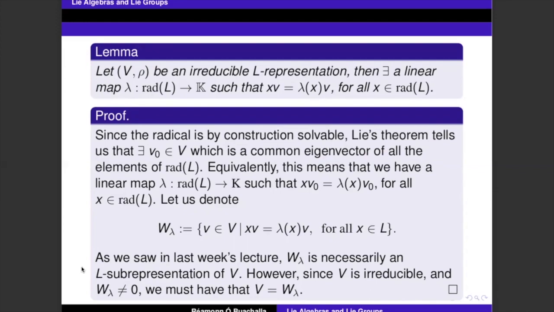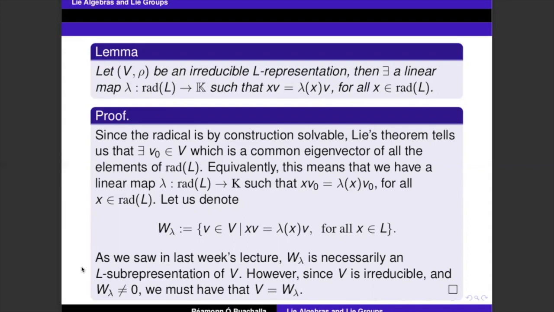Okay. So the radical is the maximal solvable ideal, hence we can definitely apply Lie's theorem, and we find one of these common eigenvectors inside there. Okay, now this means, equivalently, this is an observation, I guess an easy observation we've been using a lot, but let's spell it out slowly again.